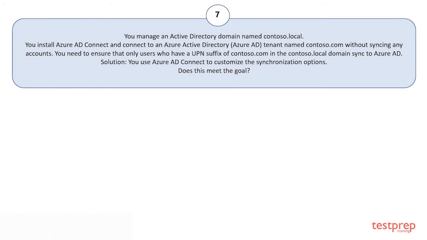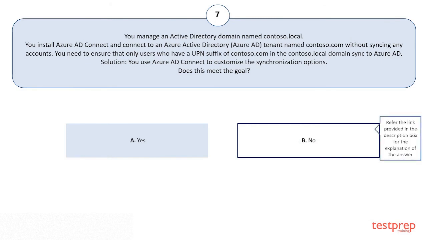You manage an Active Directory domain named contaso.local. You install Azure AD Connect and connect to an Azure Active Directory tenant named contaso.com without syncing any accounts. You need to ensure that only users who have a UPN suffix of contaso.com in the contaso.local domain sync to Azure AD. Solution: you use Azure AD Connect to customize the synchronization options. Does this meet the goal? Your options are: A. Yes, B. No. The correct answer is option B.